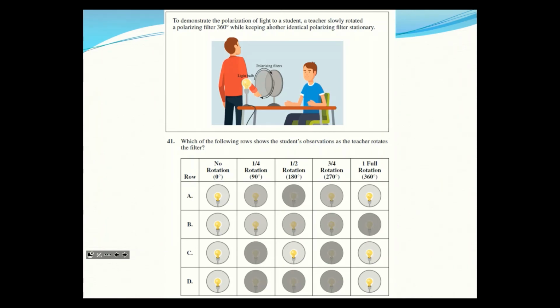To demonstrate the polarization of light, a teacher slowly rotates a polarizing filter 360 degrees while keeping an identical polarizing filter stationary. Okay, so you're going to start off seeing the light bulb really well, and as you rotate it 90 degrees, it's going to block out all of the light, and then at 180 it's going to go back to normal, at 270 it's going to block out the light, and then at 360 it's going to go to normal. So every 90 degrees something changes, which makes C the right answer.